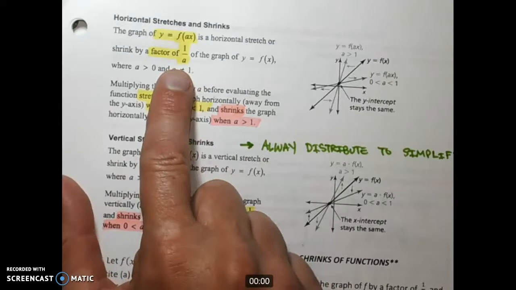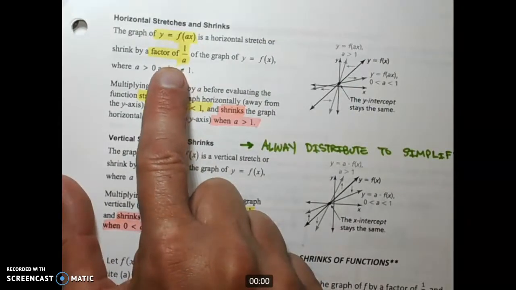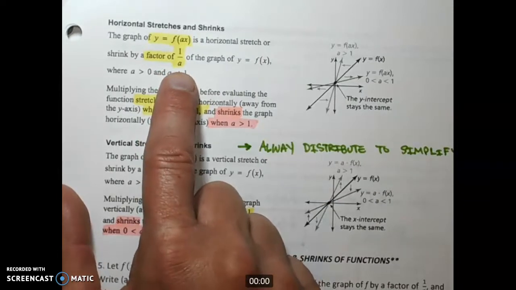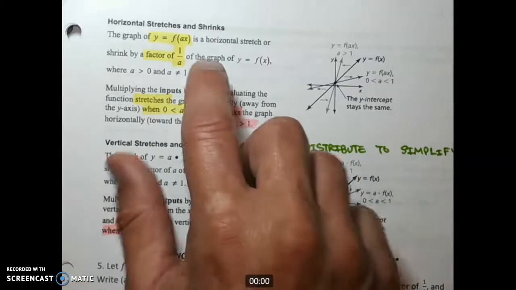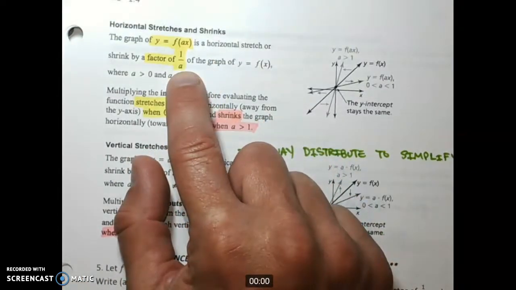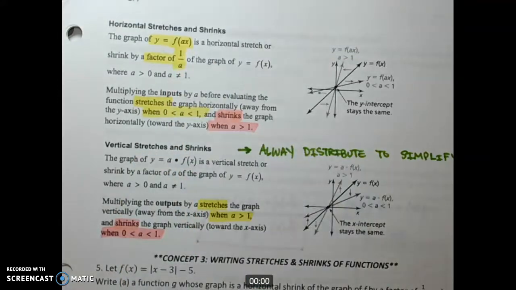Another really key factor is when we do a stretch and shrink for horizontal, it's going to be a factor of 1 over a. Now, what does that mean? Well, that means if a is in here, we're going to take the reciprocal, the factor of the reciprocal when we put it in, and vice versa. So that's tricky, right? You're going to have to think about that as you're working through these problems.